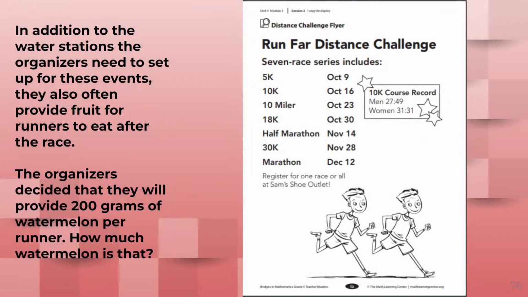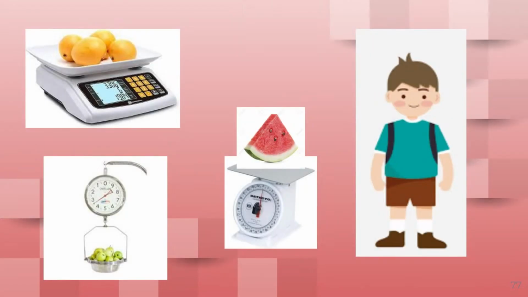In addition to the water stations that our organizers have been needing help for, which we helped them with on Friday, we are going to help them provide enough food or fruit for the runners after the race. So they have decided that they would like to provide 200 grams of watermelon per runner, and they need our help identifying how much watermelon that would be. So to do this, we would typically use a scale.